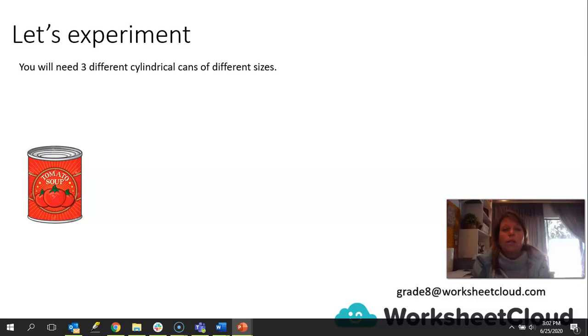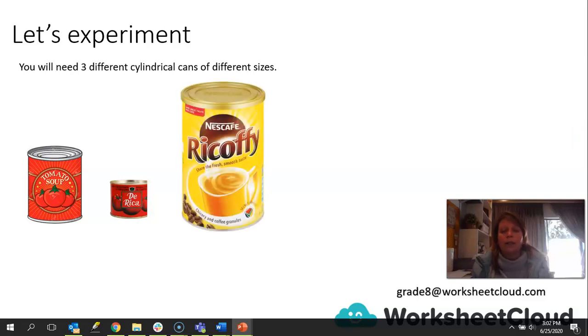So the first one was a tin of tomato soup. The next one was a tin of tomato paste, and the last one was a tin of coffee. So what we're going to do is carefully measure the diameter of each tin. So you're going to go across from the one side to the other side, and you can use your tape measure or you can use your ruler. You'll do that with each tin, measuring across the first, the second, and the third. Try very carefully to make sure that you go through the center of the circle, so make sure that you cross the middle point.